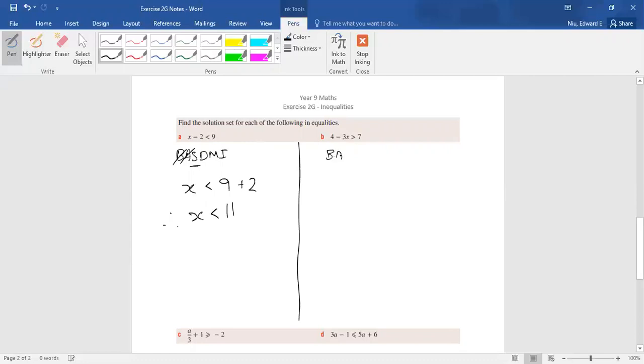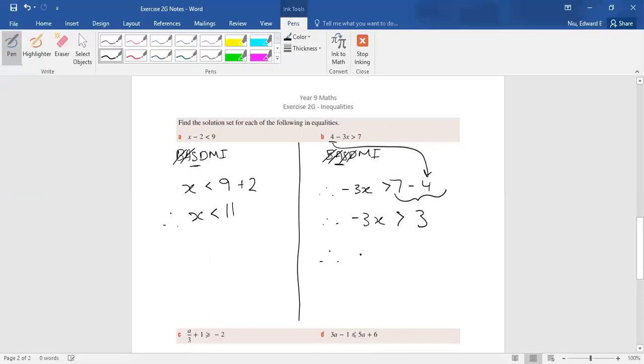Let's write our acronym again for B. We don't have any brackets. We do have an addition term though, the +4. We throw it to the other side and therefore we have -3x is greater than 7 take away 4. Right, so we've thrown this 4 all the way to the other side. We cross that off. We notice we don't have any subtraction terms. We don't have any division terms. Before we get to the multiplication, let's just simplify this down. So this part here turns into 3.